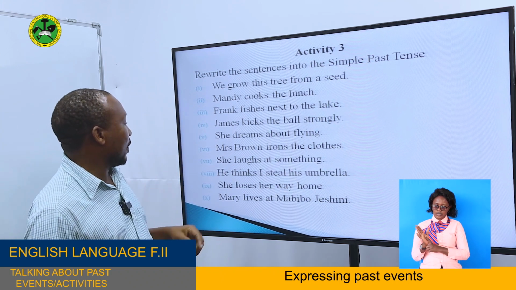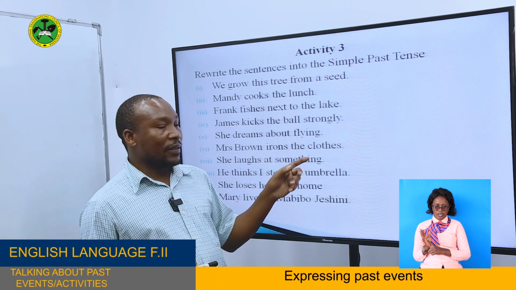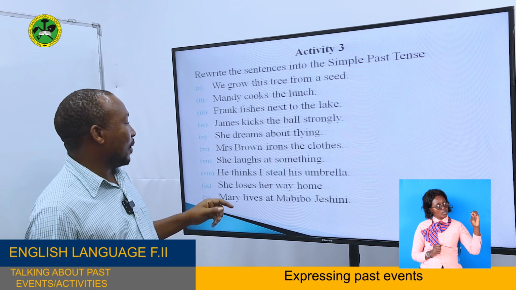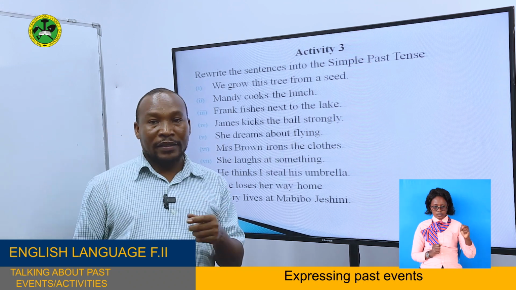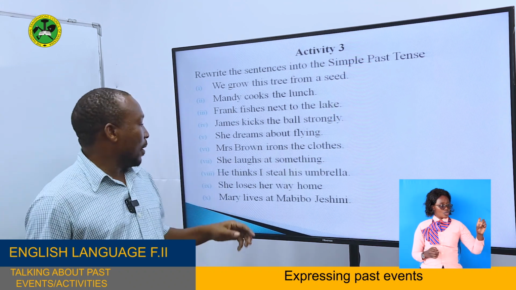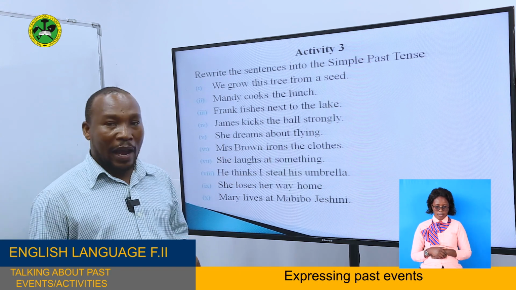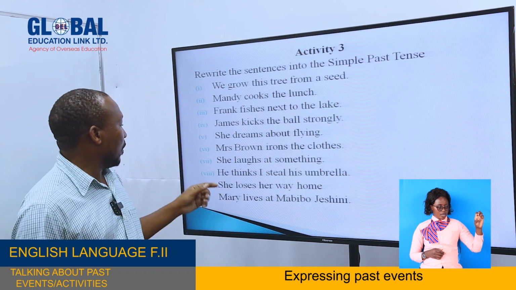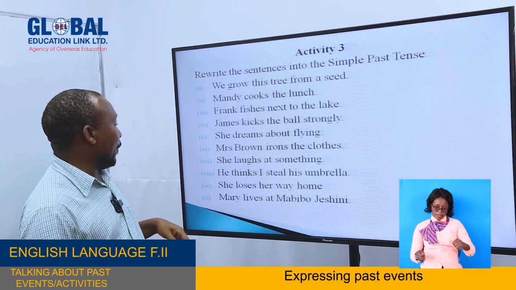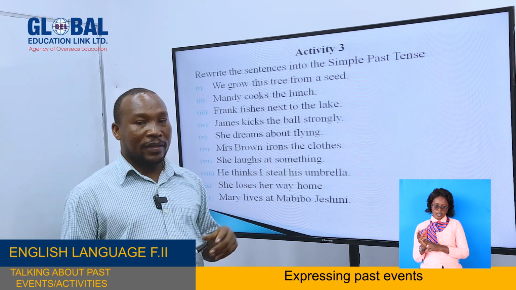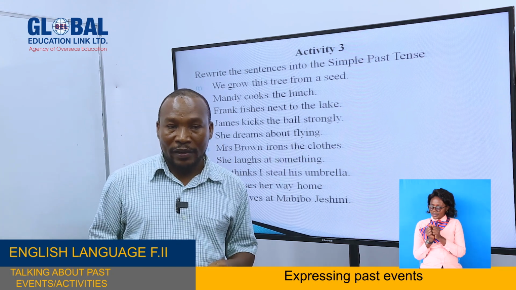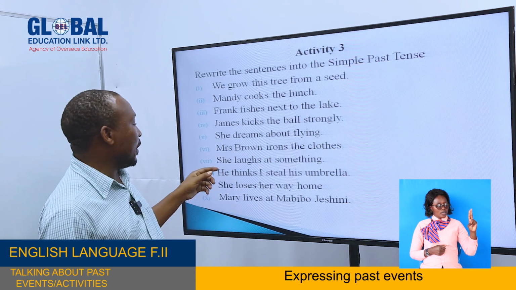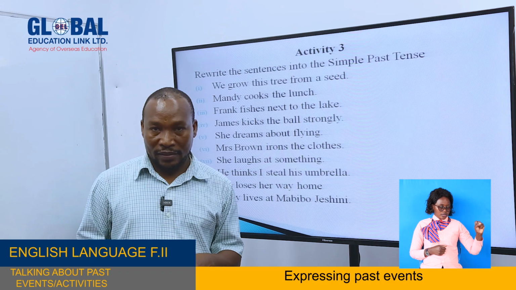Roman 6. Mrs. Brown irons the clothes. The verb is iron, and then it takes the -ed particle. Mrs. Brown ironed the clothes. Roman 7. She laughs at something. Laugh is a verb, and also it takes -ed. Now to read, she laughed at something.